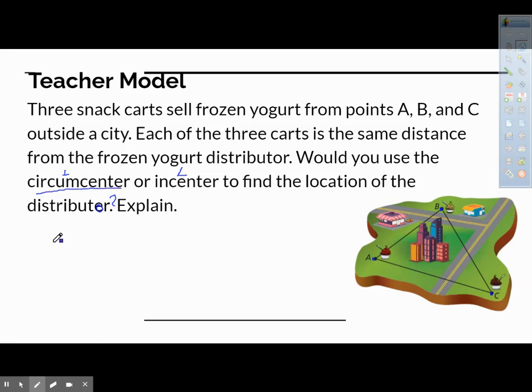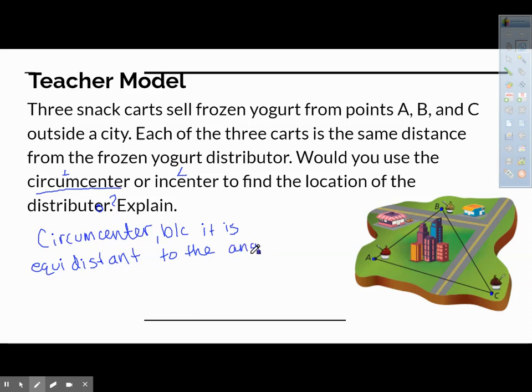So I would tell them that they would use the circumcenter, and that would be because the circumcenter is equidistant to the angles. Or also the snack carts, because the snack carts or the angles represent the snack carts. Okay, all right, let's try another one.